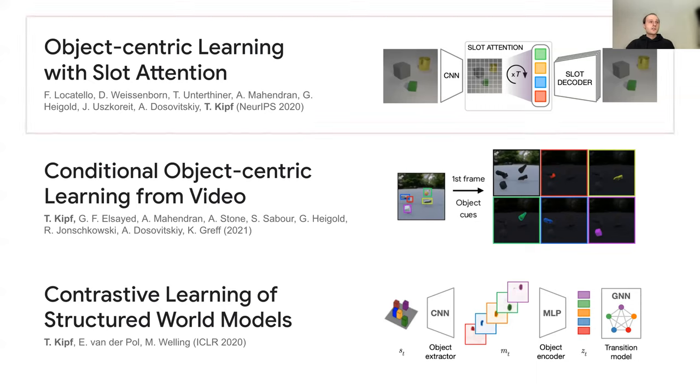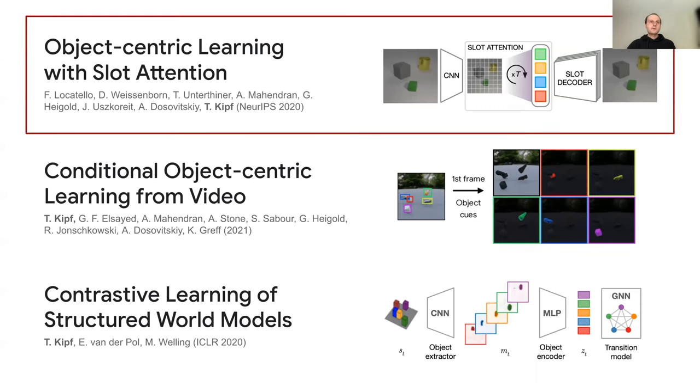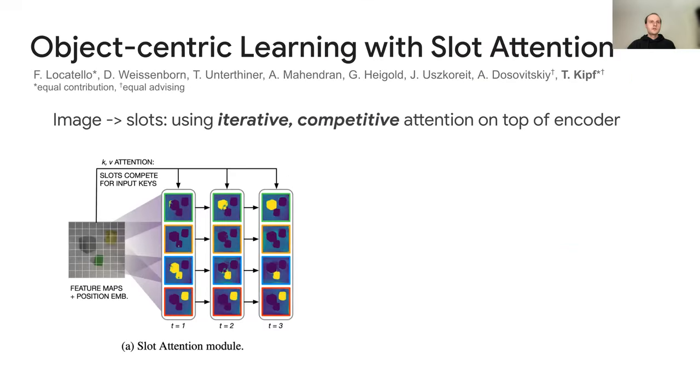And I'd like to start with the slot attention paper. So slot attention was a relatively large collaboration with a number of colleagues at the Brain team at Google in places like Zurich, Amsterdam, and Berlin. And also with one intern, Francesco Locatello at the time, who we recruited to help out in the project.